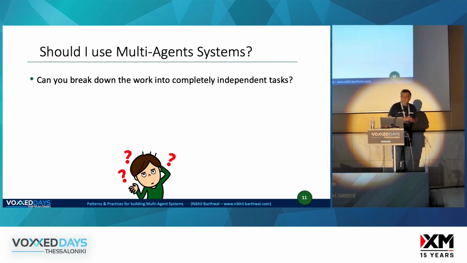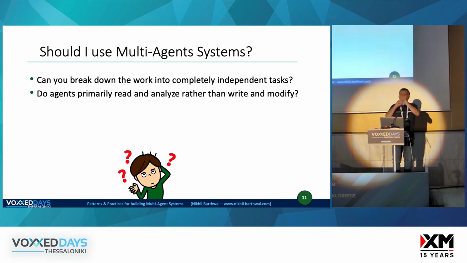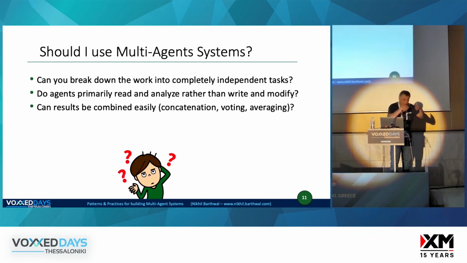So can you break down the work into independent tasks? Because if the tasks are too dependent, you probably don't want a multi-agent system. The communication overhead would be too much. Writing would create bottlenecks. So you have to understand whether they are primarily reading, analyzing, or writing, etc. That's going to be one of your criteria. When you have multi-agent systems, each agent will deliver its results. So you need to somehow consolidate those results, right?